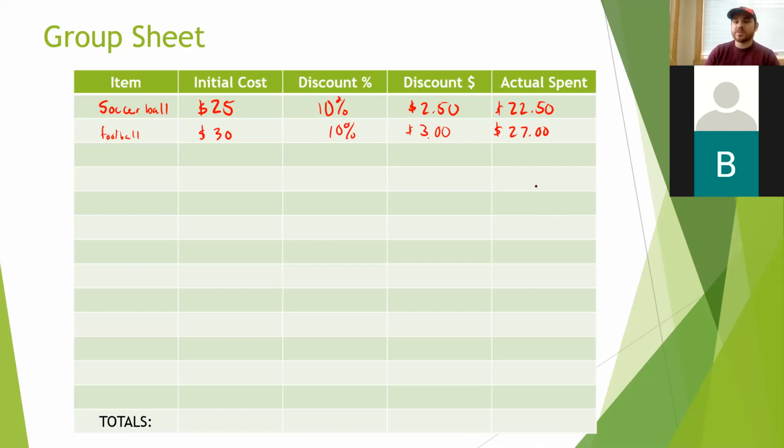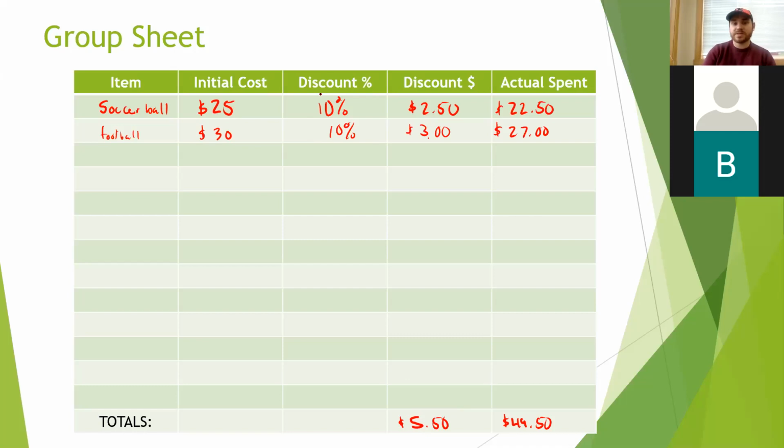At the end, what you're going to do is add up your total, and you want that to be as close to 500 as you can get. So in this case, I have $49.50 as my total because I only bought 2 items. But you're also going to want to do the total discount. So that was $5.50. This is what I saved.